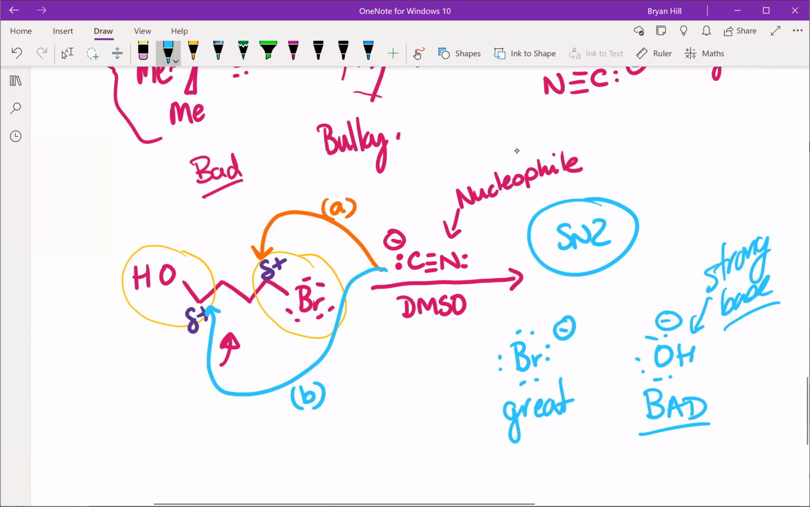This would be a good type of question to ask on a test: what's the product of this reaction? You could have cyanide substituted on the OH or on the bromide. It's mainly a question about what's a better leaving group. Said another way, that's what it's about.